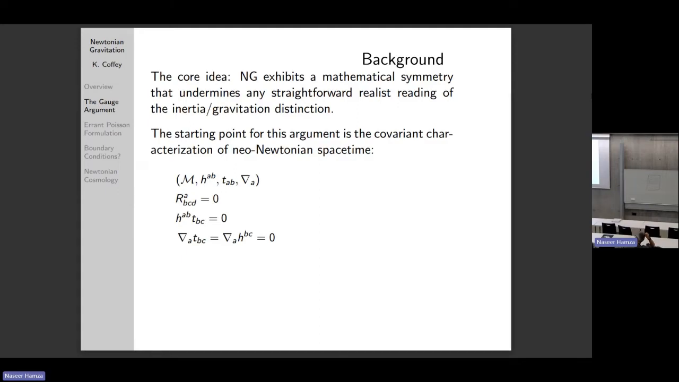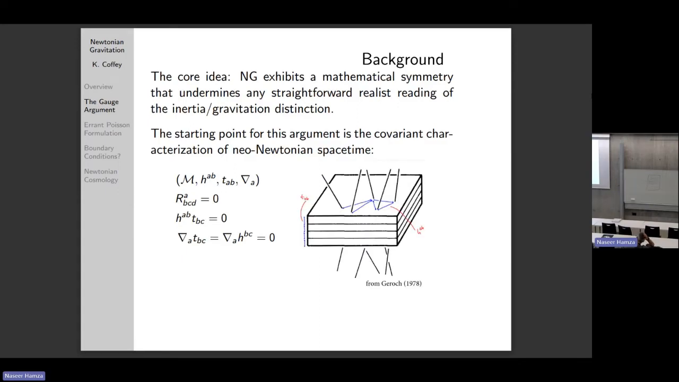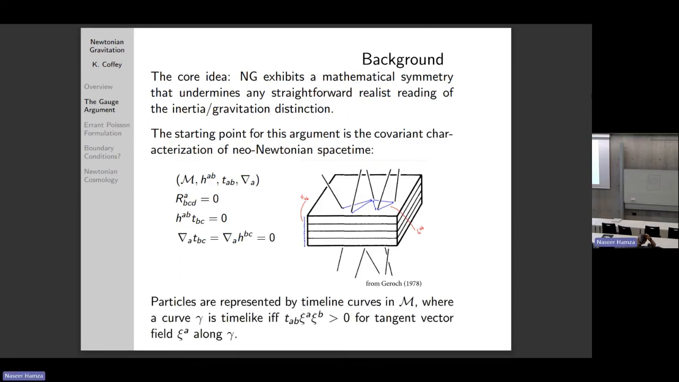But what emerges from this is a picture of space-time that looks like this, where we have space-time that can be foliated into simultaneity slices, and we have a notion of temporal distance from events on different simultaneity slices. And we have a spatial metric that allows us to define distances on the same simultaneity slices. And we have a notion of inertial structure, which is represented by the straight lines. Right? So this picture is what emerges from that mathematical characterization of space-time. Okay, so that's the starting point for this argument and this formulation of Newtonian gravitation.